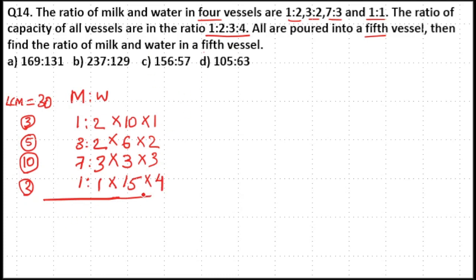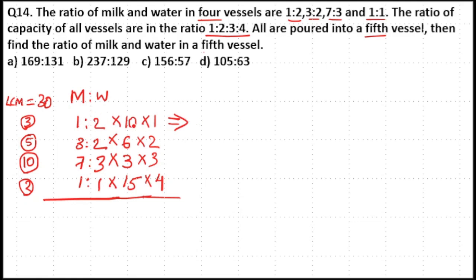Then if you calculate, you can cancel here. No, you cannot cancel here. This is 3, this is 4. So all are odd and even numbers. So just multiply this. That is 10 into 1.